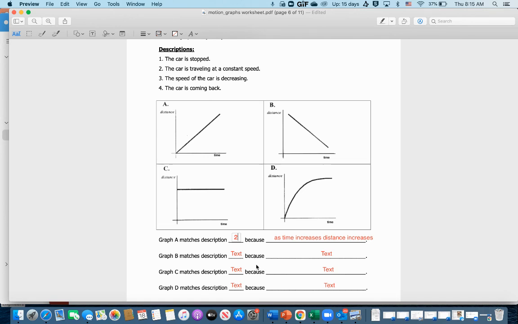All right, so what I want you to do is go ahead and pause the video and fill out the rest of these 3, and then resume it, and we will go over those. All right, hopefully you had a second to go over those.